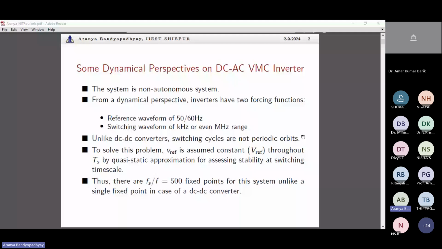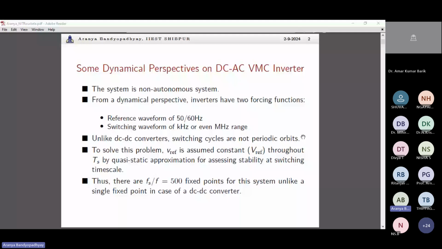Thank you. The thing is that the system is a non-autonomous system. Now, what does it mean by autonomous or non-autonomous system? And this is a very important thing about the theory of dynamics, I would say. See, autonomous means when there are no external frequencies being imposed upon the system. And non-autonomous means there is an external forcing function, or at least one forcing frequency that is being impressed upon the system.